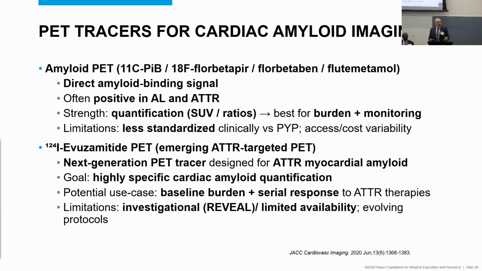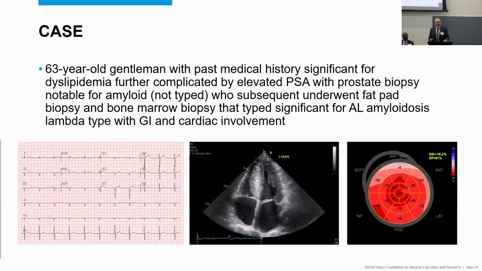So evolizumab, which we're looking at as part of the now done enrolling REVEAL study, is a next generation PET tracer. It is highly specific for amyloid and can pick up both AL and TTR. What does that look like? This is an individual, 63 years old, past medical history of dyslipidemia, with a history of prostate cancer. Prostate biopsy came back for amyloid that was not typed. Subsequently, fat pad biopsy and bone marrow confirmed that this individual has AL.